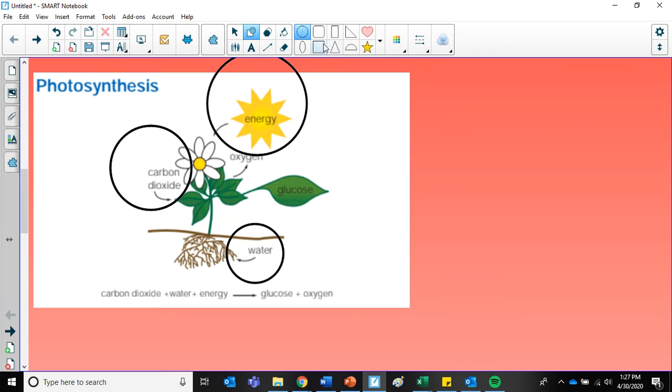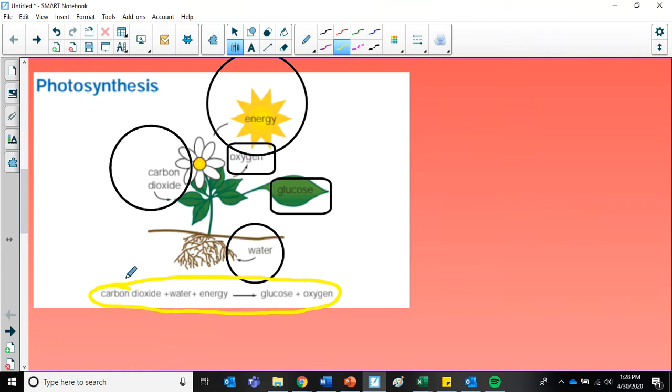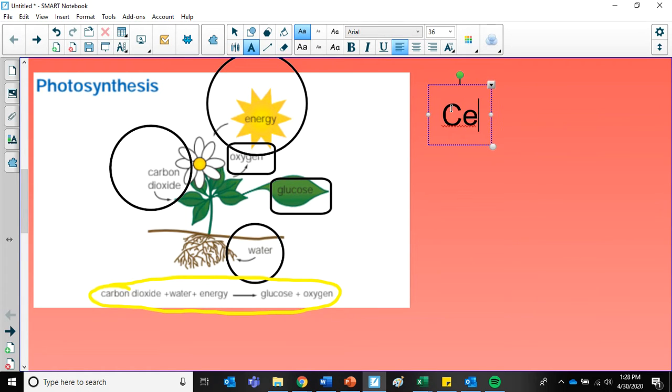Now, what we have coming out is a little bit different. We have glucose coming out and oxygen coming out. We have to know that main formula that we see below. We have to be able to understand what exactly is going on in this main process. And tied in with that is cellular respiration. We have to know that cellular respiration is the exact opposite.